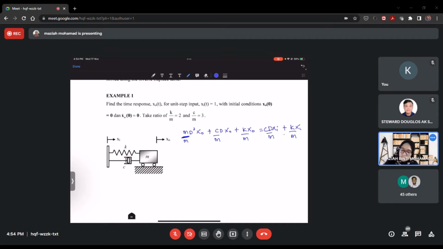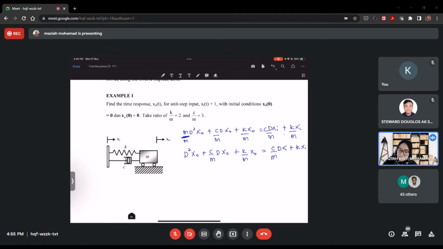Because if you refer to the general equation just now, the first term does not contain any constant, so it is 1. So that's why we divide with M. Our ODE equation will become d square x naught plus C over M dx naught plus K over M x naught equal to C over M d xi plus K over M xi.